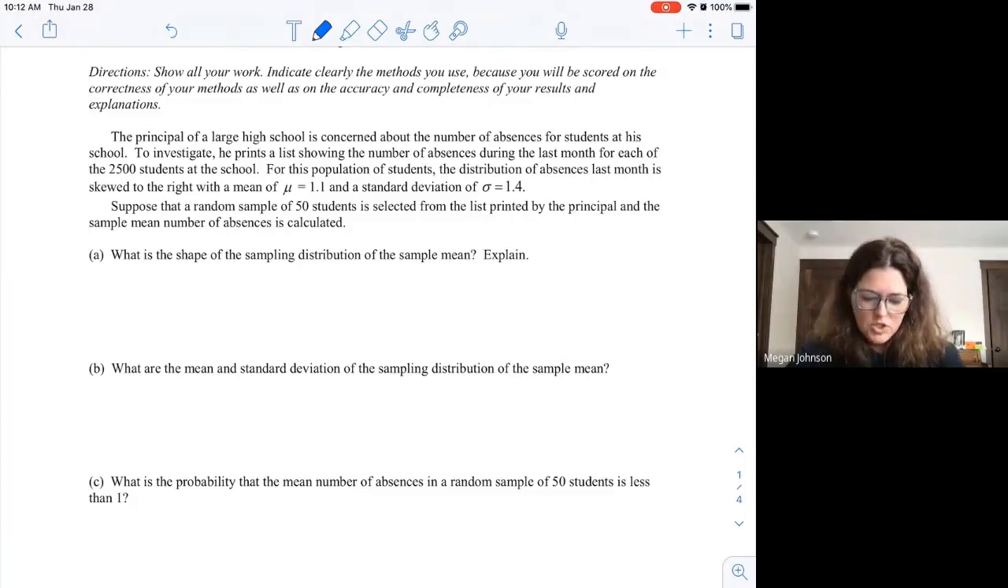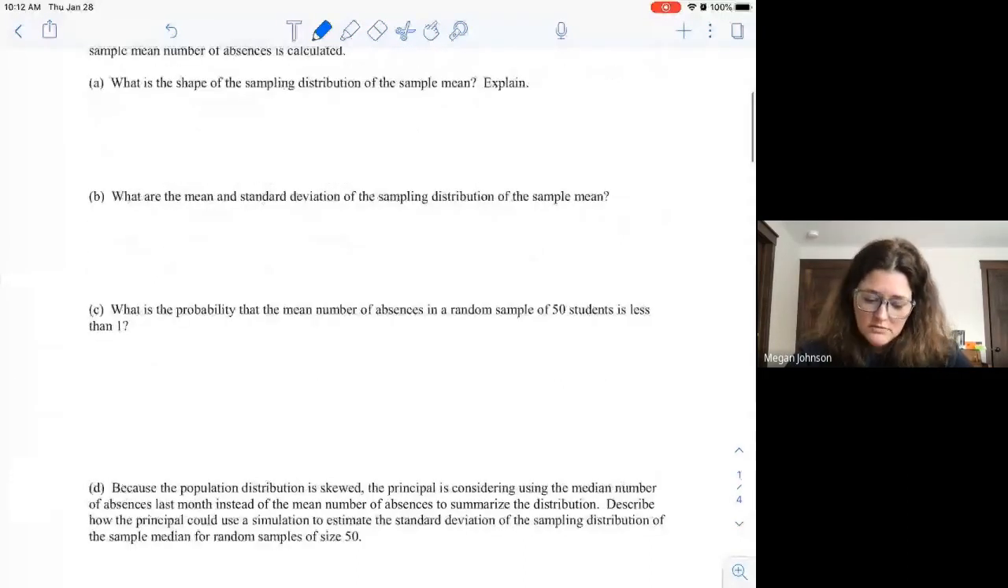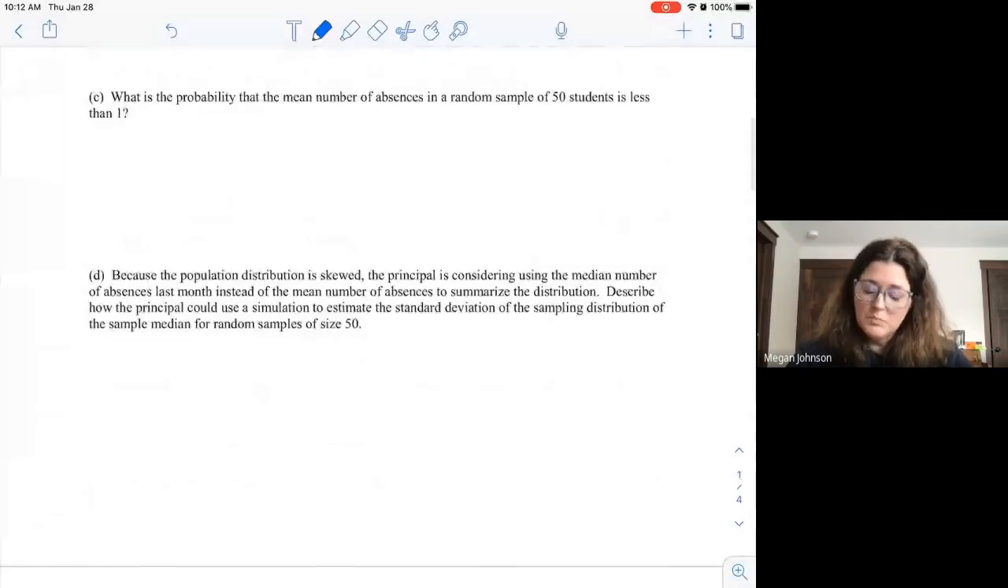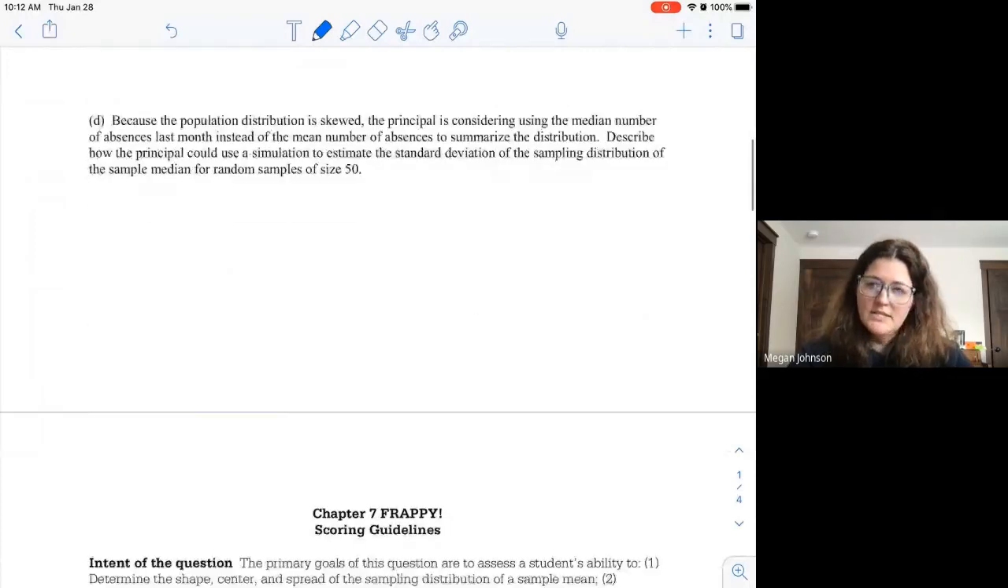Okay. So part A was, what is the shape of the sampling distribution of the sample mean? B was the mean and the standard deviation. C was, what is the probability? So then you find some probability. And then D, you kind of had to extend your thinking a little bit and think about what it would look like to find the sampling distribution of the median instead.